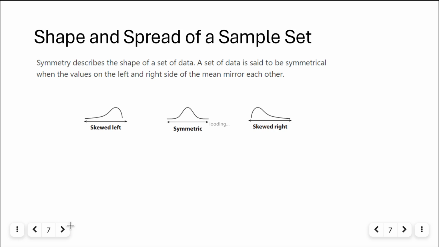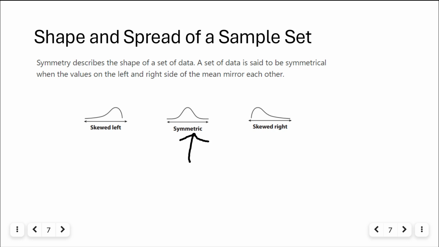It's the mode. All right, the shape and spread of a sample set. Symmetry describes the shape of a set of data. A set of data is supposed to be symmetrical or is symmetrical when the values on the left and the right mirror each other. So this is the example of symmetric data. Okay, most of the data is in the middle, and then there's a little bit of data on the left and a little bit of data on the right.